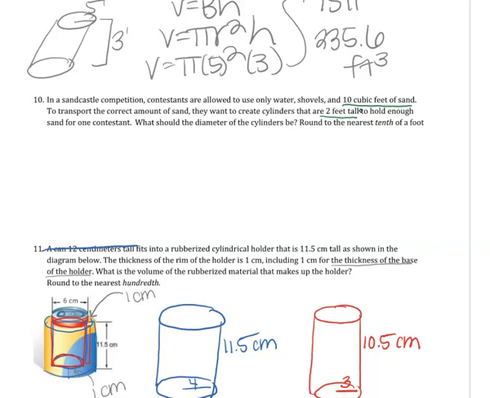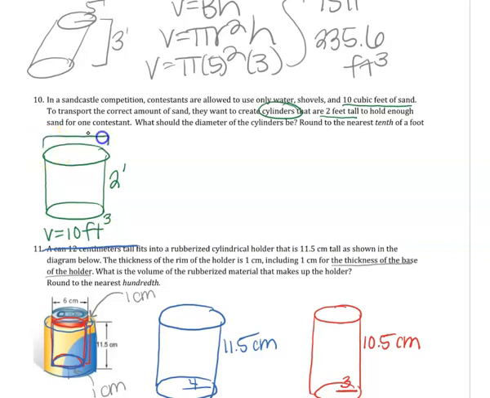All right, so let's draw a picture so that we can organize our information. They say they're using cylinders to transport the sand. So let's draw a cylinder. Okay. The cylinder is 2 feet tall. And it says that there is a volume of 10 cubic feet. Now they want me to find the diameter, which is twice the radius, as we know.